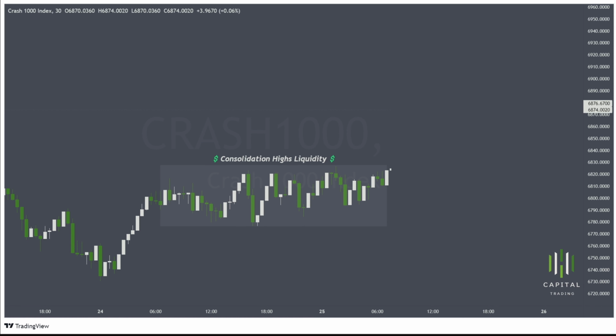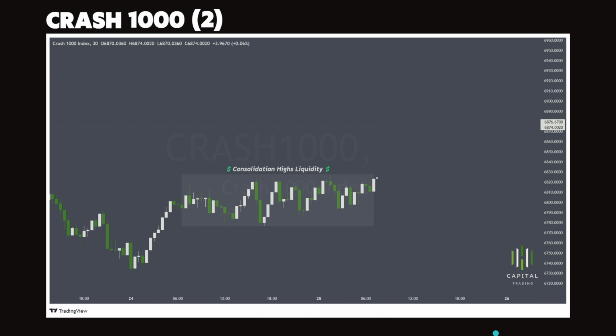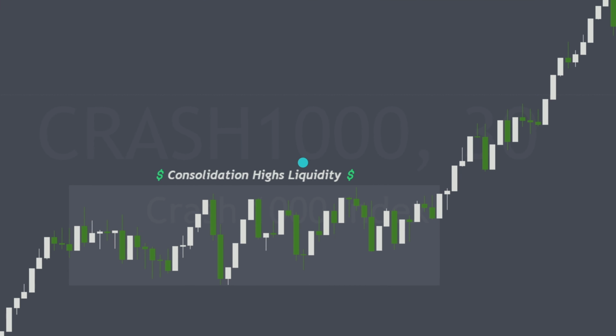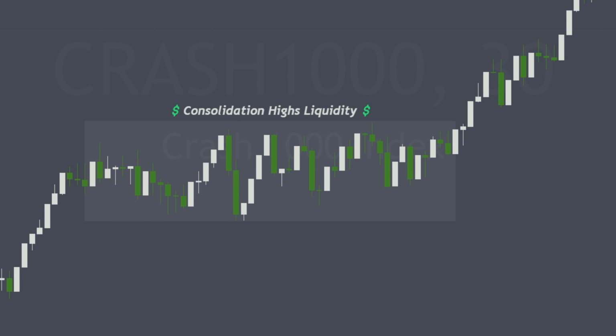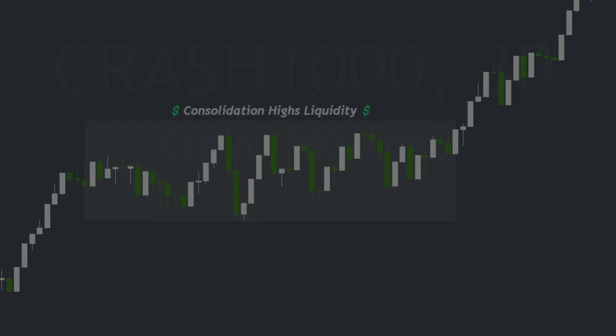Price was consolidating for a long time over here, forming highs, forming lows, and they were ranging between this high and this low. So what you want to see is if price is going to break that, and we had price pushing to the upside and breaking out of this consolidation. So that's what price did.